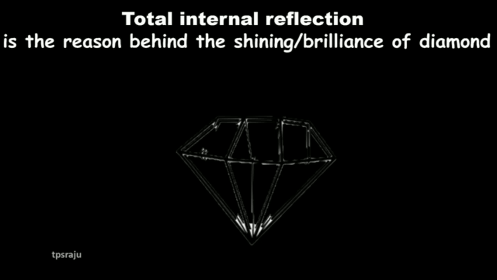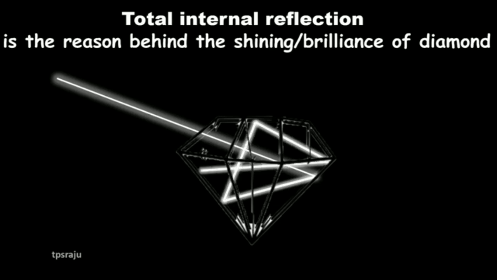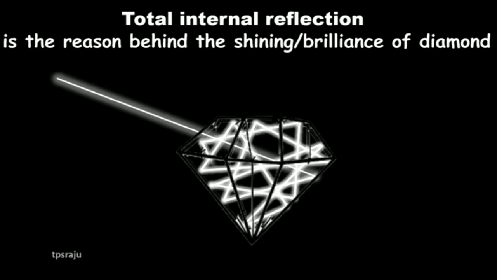Now we are going to understand the reason for the brilliance of diamond. The critical angle of diamond is very low, that is 24.4 degrees. So if a light ray enters a diamond, it is very likely to undergo total internal reflection, which makes the diamond shine.